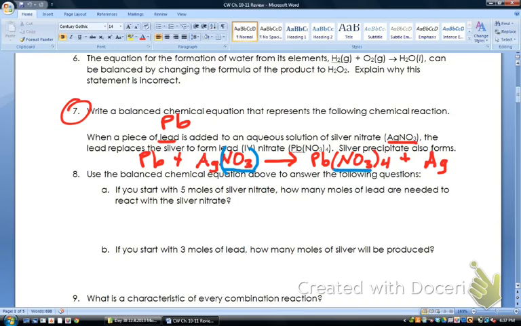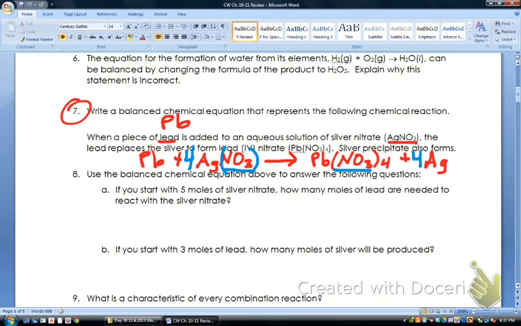I see that on the right side I have 4 of the NO3s, but on the left side I only have 1. So what I'm going to do is put a 4 out front here. That 4 means that now I have 4 silvers and I have 4 NO3s. So now that I have 4 silvers, I need to come over here and put 4 silvers. Now we can double check.